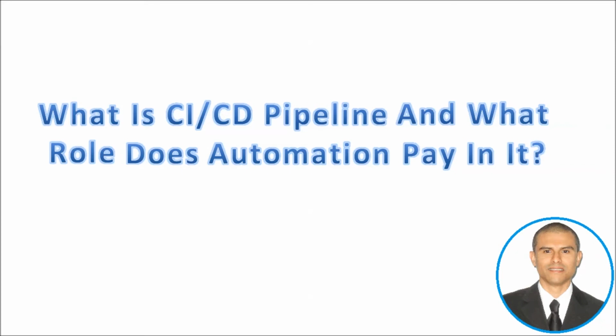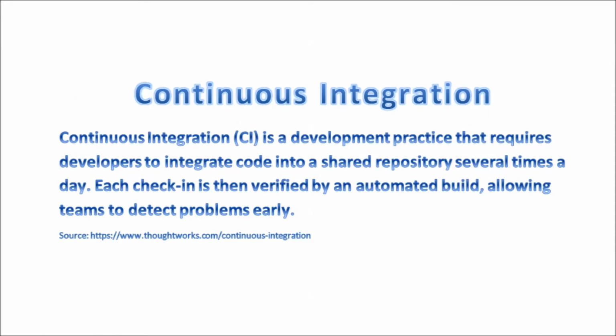This is the fourth video in a series called Software Automation Fundamentals. Today we're going to learn about the CI/CD pipeline and what role automation plays in it. CI/CD is a combination of two phrases, where CI refers to continuous integration and CD refers to continuous deployment.